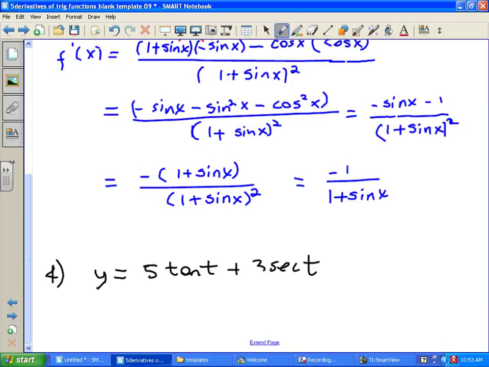Okay. The next one should be a lot more straightforward. No quotient rules needed there. Let's take a look at that one. So it's direct application of those, knowing your trig identities for this one. No fancy things.